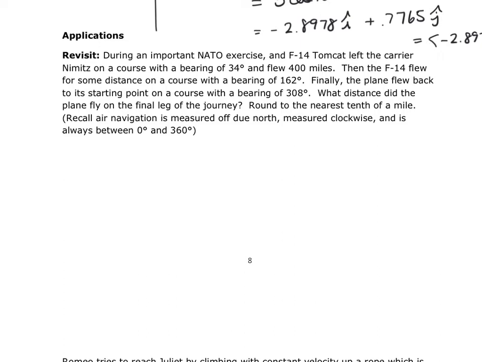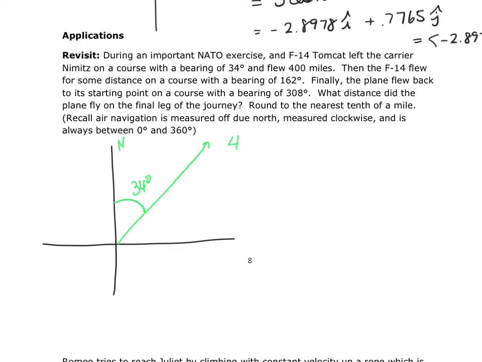When we did this example, we had to use the law of cosines. Well, now we're going to avoid the law of cosines because we're going to do it by vectors. So my first part of my vector, it says I am 34 degrees off of the north, and I flew 400 miles. So this is the 34, and my magnitude is 400.